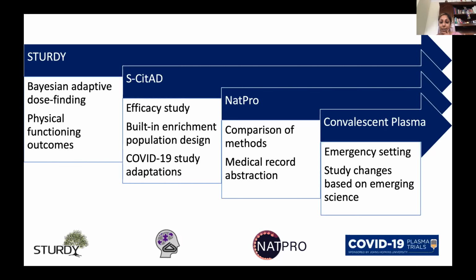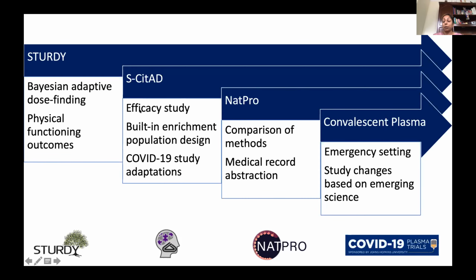STUDY was a study that we did. It's tying up right now, pretty much finishing up the final main publication for the findings, and it was a study looking at vitamin D, a dose finding study to see the potential efficacy in the reduction of falls among older adults. So this one I wanted to highlight was a Bayesian adaptive design. And we had some interesting outcomes in that study, primarily around physical functioning, for those of you who might be interested. SCITAD is another efficacy study that we did.